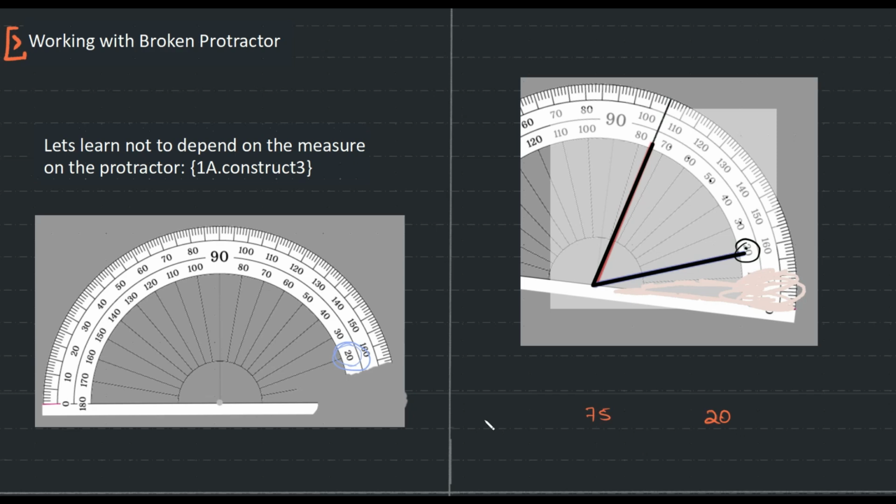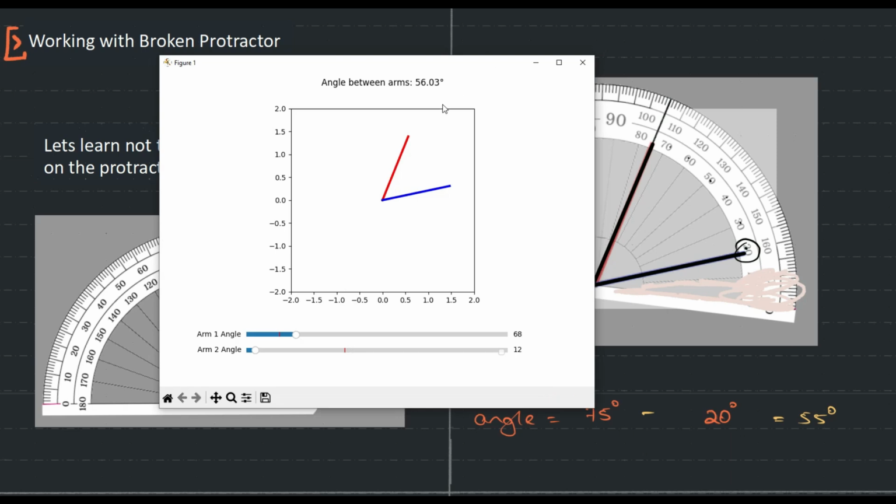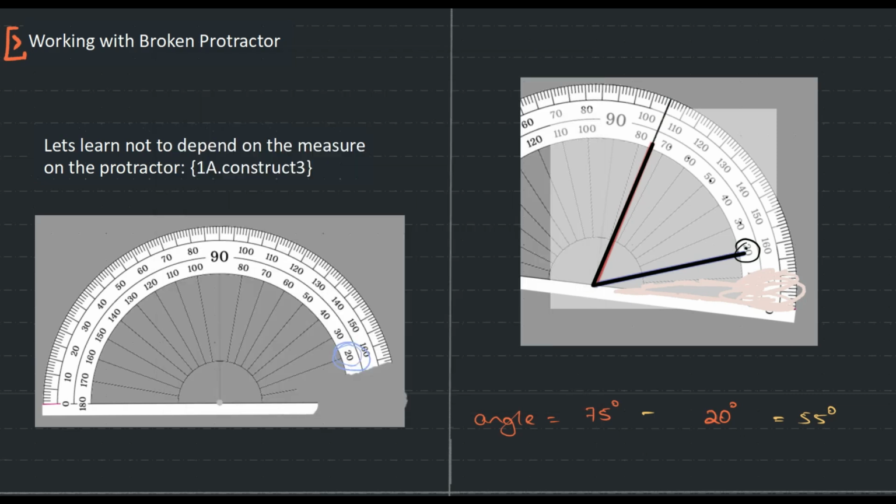So what is the angle? What is the angle measure? What operation should I do between them? Should I add them, subtract them, multiply them, or divide them? Correct. Subtract them. So we'll end up with 55 degree. Right, let's see this. It's approximately 56. Okay. Yeah, that's good enough.